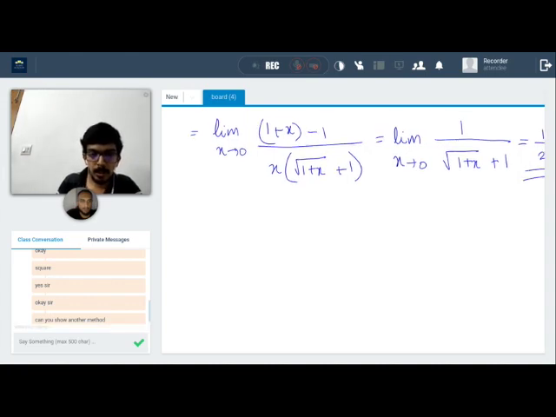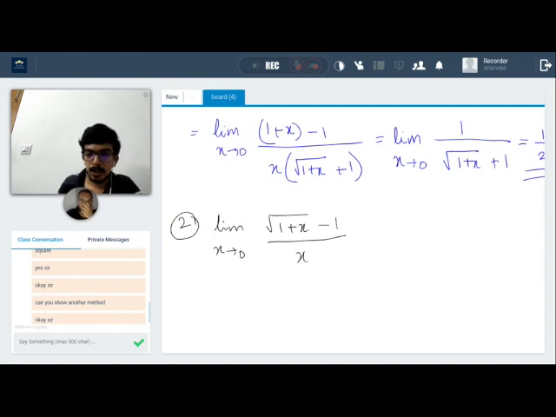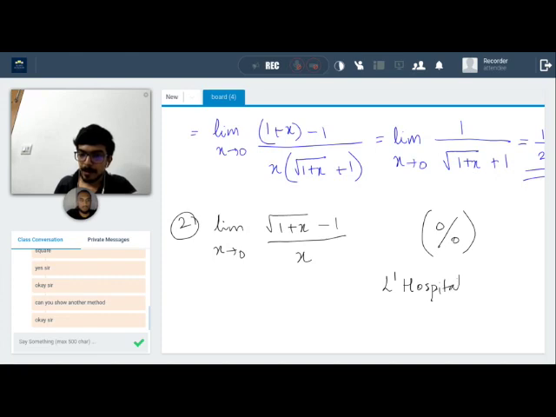So the second way to do this, okay, our question is limit x tends to 0, root over 1 plus x minus 1 by x. As I said earlier, this is in the form 0 by 0. I'll teach you a trick to solve questions of the form 0 by 0. This trick is called L'Hopital's rule. This is not pronounced as L'Hospital, it is pronounced as L'Hopital.